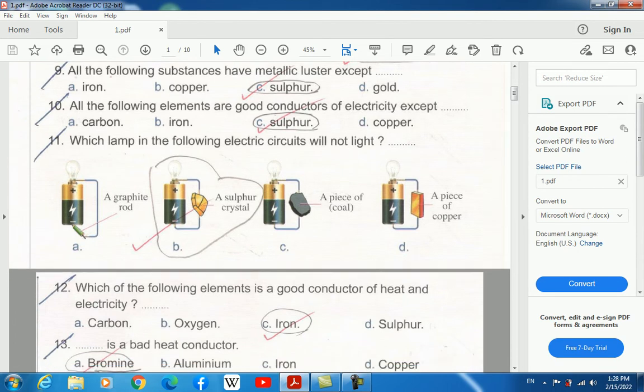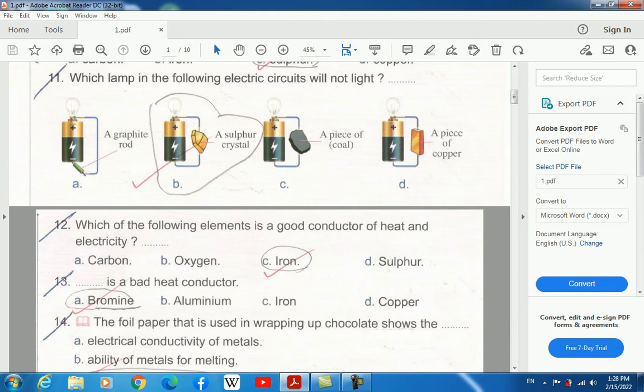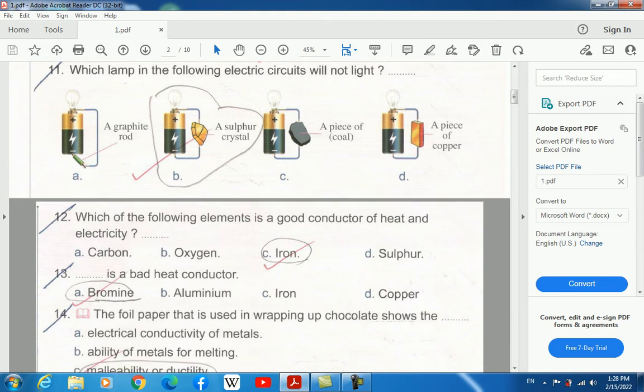9. All the following substances have metallic cluster except sulfur. 10. All the following elements are good conductors of electricity except sulfur. 11. Which lamp in the following electric circuits will not light? If we look carefully, we will find that the lamp or the circuit that contains the sulfur crystal will not light because sulfur is nonmetal. So the answer is B.